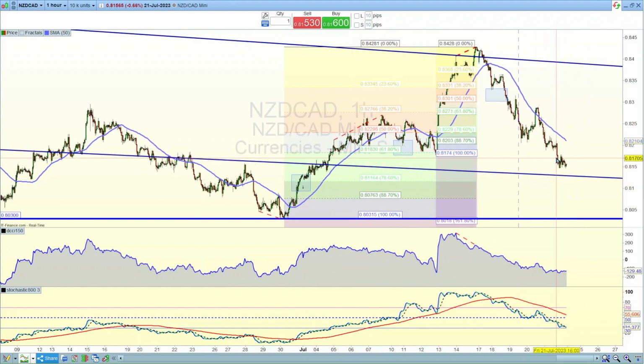So that's a very bearish indication that we may see it actually come and rest on this descending trend line. You can see that the stochastic has broken below the midpoint and the CCI is also still in decline. So we may see further downside on the New Zealand Canadian.